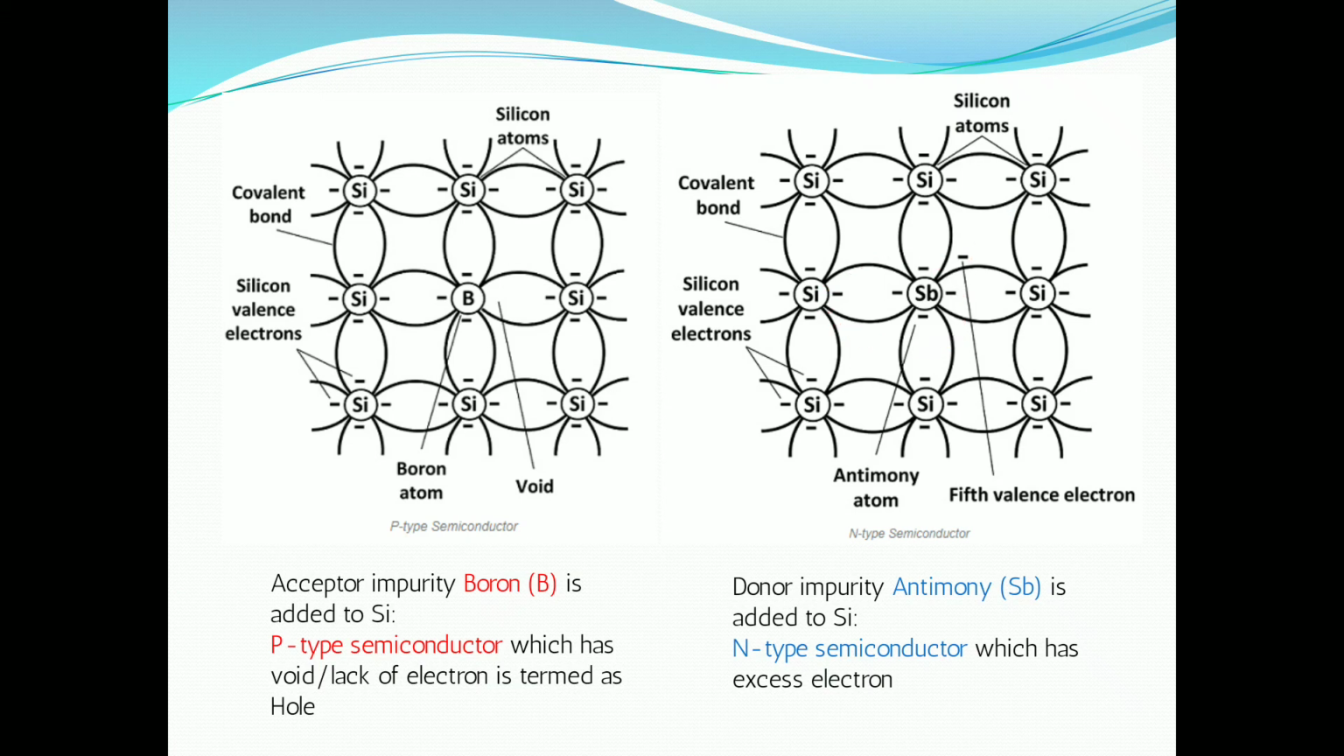So what happens? The 4 electrons of antimony will be shared by 4 nearby atoms. Which nearby 4 atoms? This one electron will be shared with this silicon, then this silicon atom, and this silicon atom. And still there is 1 electron balance, that is the 5th valence electron, and it forms an n-type semiconductor which is going to have an excess electron. That's why it is a donor impurity.